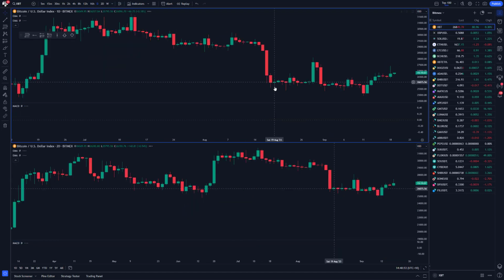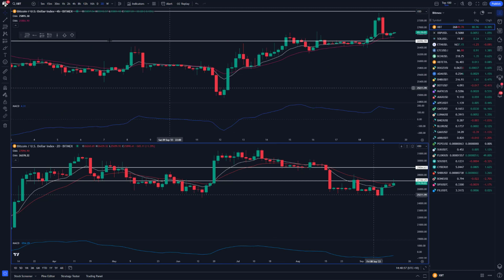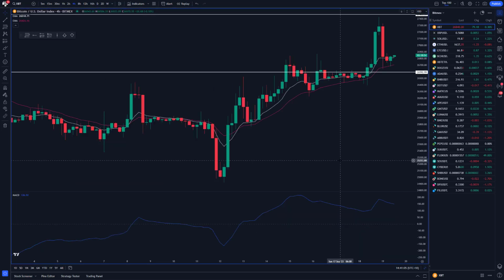For crypto, I'll set my charts up slightly differently. What I'll tend to do is put the 4-hour up here and have the daily down here. It gives me a nice bigger picture of the higher time frame, but also the mid time frame from which I can work. Now in this case, I'm looking at Bitcoin right here.